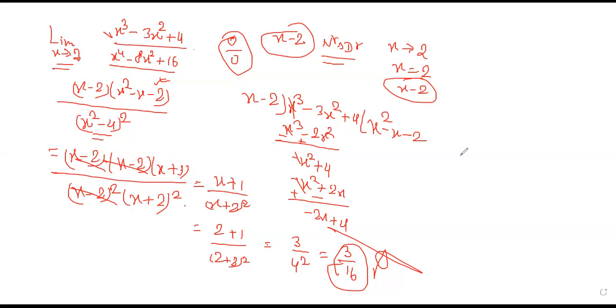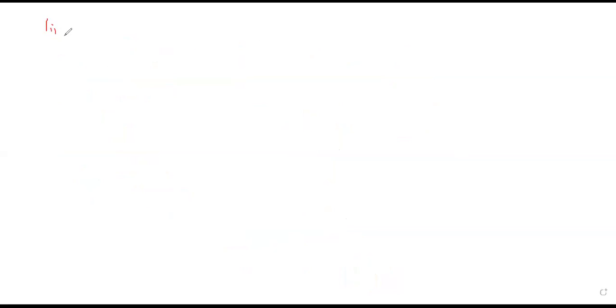Okay. Now, solve your question. Limit x tends to 1 by 2 of 8x cube minus 1 upon 16x raised to power 4 minus 1. Options: 1 by 2, 1 by 4, 3 by 4, 1 by 2.